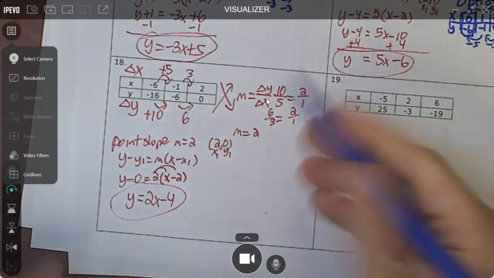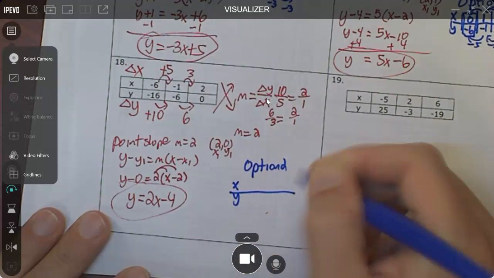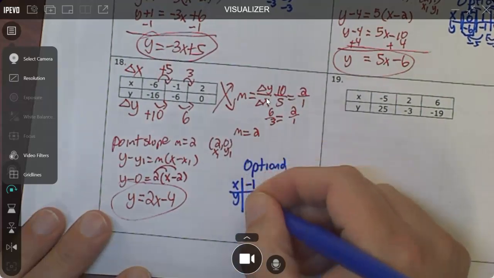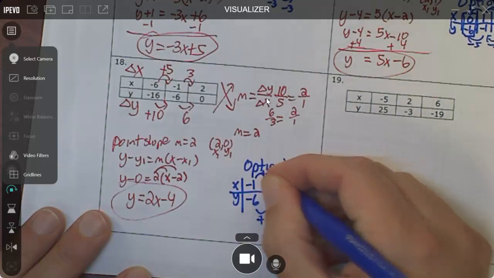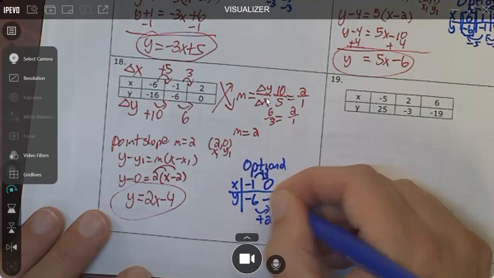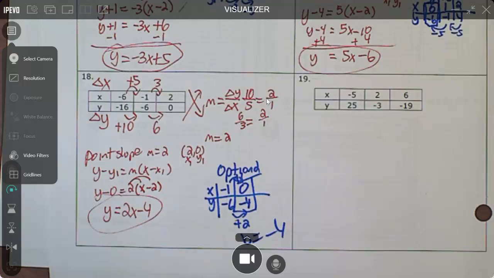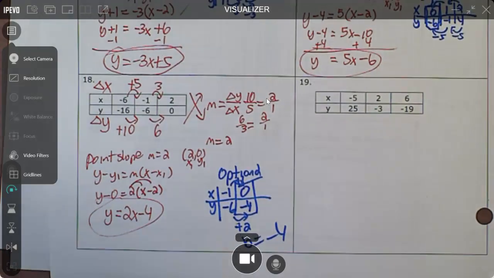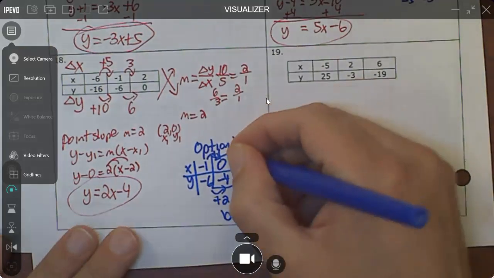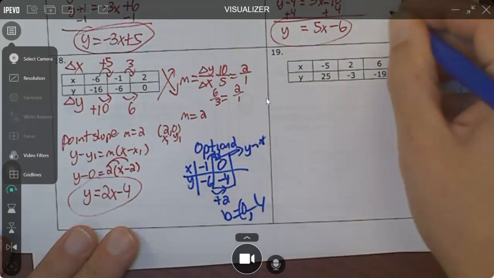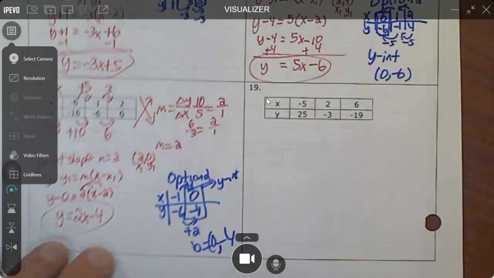Okay, option 2. We can make an XY table. We know negative 1, negative 6. We know as the Y's go up 2, the X's go up 1. So there's B. However, you can find that where X is 0, that's the Y-intercept. Ooh, write it as an ordered pair. See, the Y-intercept here was 0, negative 6.